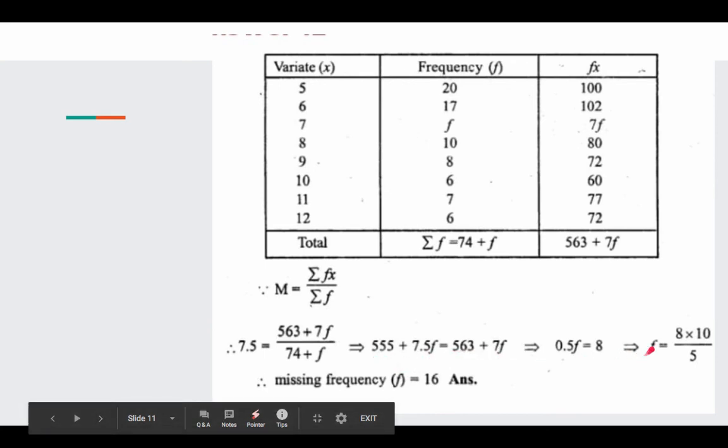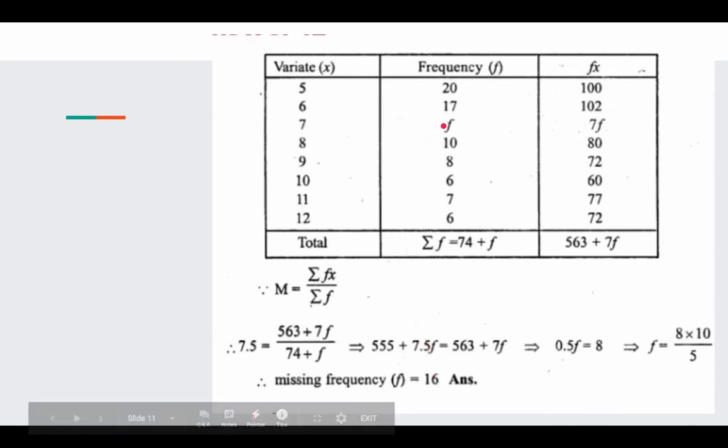Solve it, students. It comes out f equals 8 upon 0.5. Removing the decimal point, 10 upon 5. Solve it, f will come out 16. So the missing frequency comes out 16. Clear, students? So this was the question. This is question number 12 I have explained.